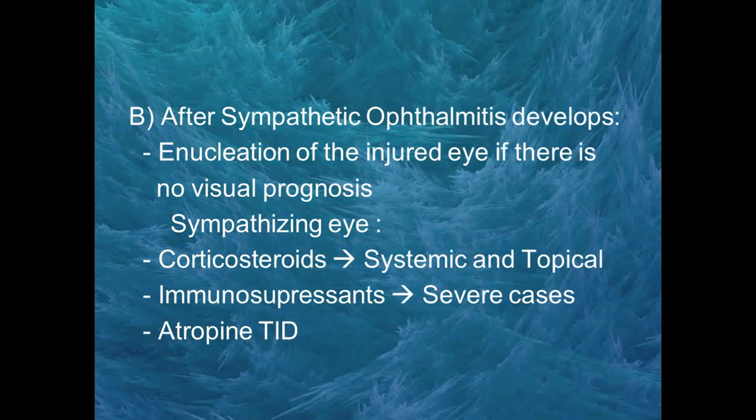Now once changes have already occurred in the other eye, then what do we do? Then we'll have to enucleate the injured eye if there is no visual prognosis. What are the treatment modalities we can use in the sympathizing eye? You can use corticosteroids, both systemic and topical, to reduce the amount of inflammation. If the inflammation is very severe, then we'll have to use immunosuppressants. Atropine eye drops or eye ointment thrice a day has to be started in these patients as well, to reduce the amount of inflammation inside the eye.